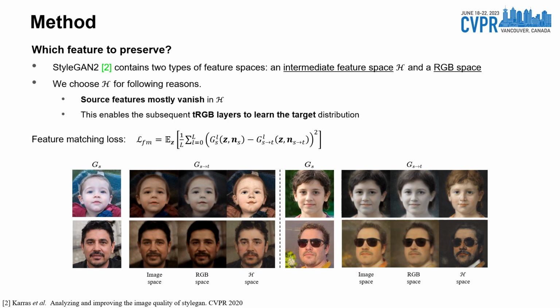Consequently, preserving H space enables the model to maintain coarse features of the source while learning fine features of the target. From the same latent code, we encourage the target model to have similar features as those of the source model in H using a simple feature matching loss as shown in the figure. Constraints on H go beyond simple color filtering effects applied on source images, which is shown in other spaces.